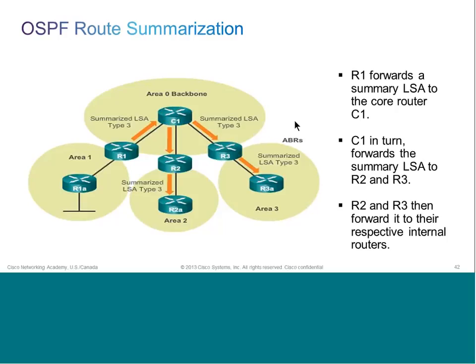Summarization also helps increase the network stability because it reduces unnecessary LSA flooding. This directly affects the amount of bandwidth, CPU, and memory resources consumed by the OSPF routing process. Without route summarization, every specific link state advertisement is propagated into the OSPF backbone and beyond, causing unnecessary network traffic and router overhead.